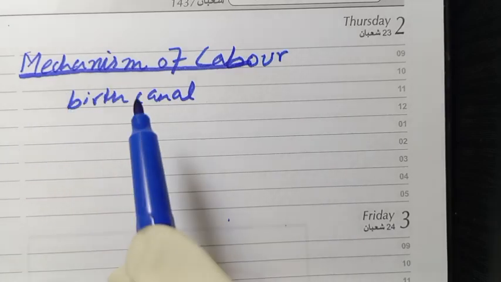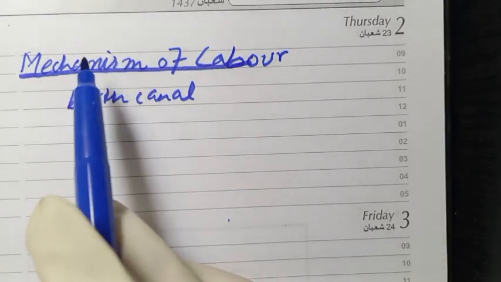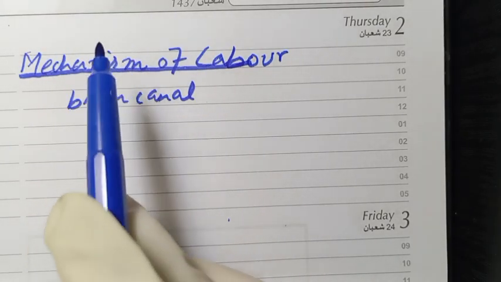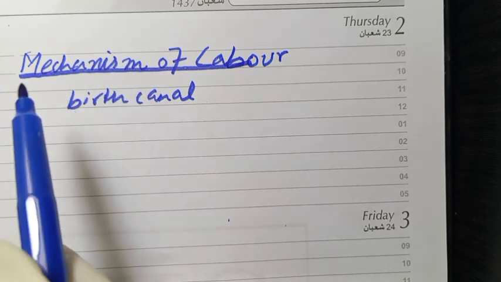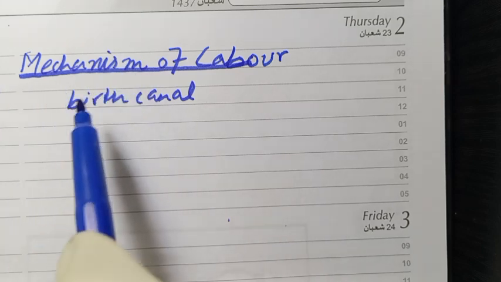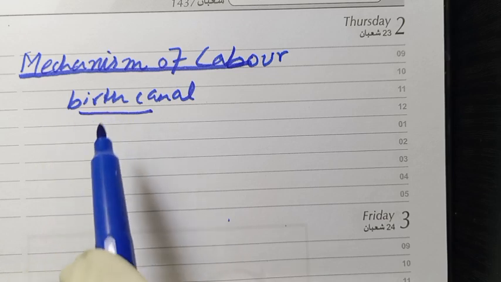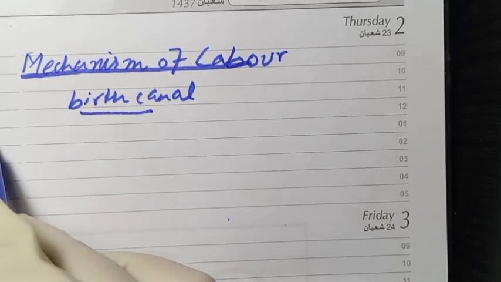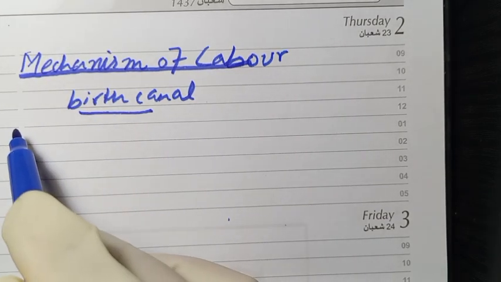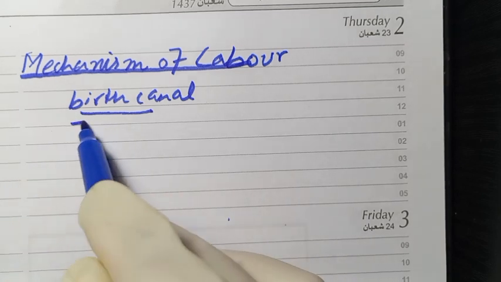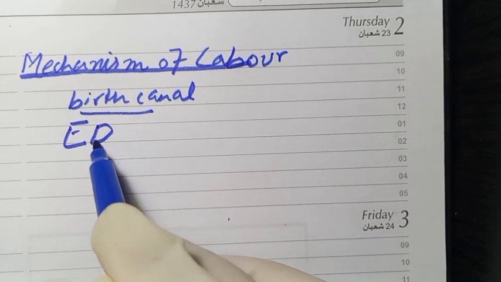Okay, today let's discuss mechanism of labor. It refers to the series of changes in position and attitude that the fetus undergoes during its passage through the birth canal. It is described here for the vertex presentation and the gynecoid pelvis. Here is a mnemonic to remember the mechanism of labor, which is ED fire.